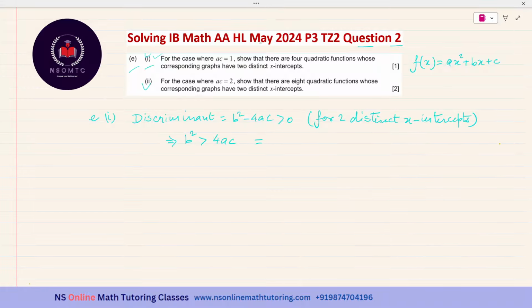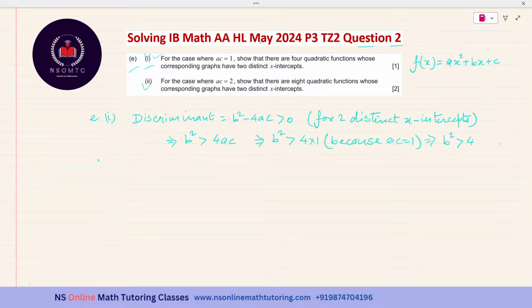Okay, so implies b square is greater than 4 times 1 because AC is 1, or implies b square is greater than 4. Okay, so b square is greater than 4. What values of b can we have? 1, 2, 3, 4, 5 and 6. So 1 square is 1, which is not greater than 4. 2 square is 4, which is equal to 4, not greater than 4.